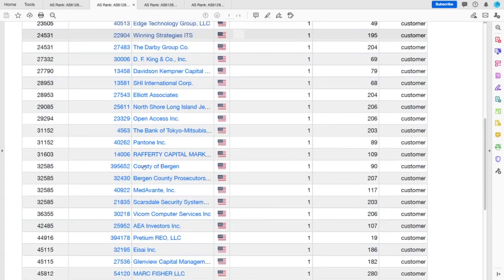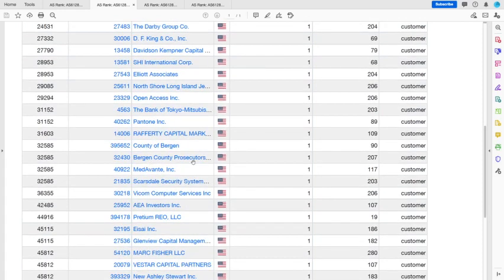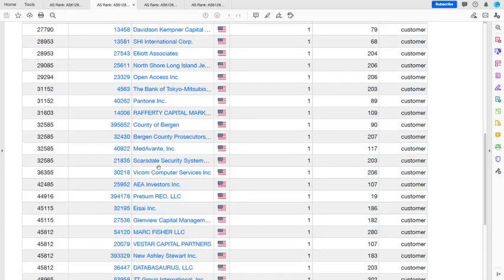I have County of Bergen and the Bergen County Prosecutor's Office. I don't know, these are the white hats, or it's actually the county prosecutor's office trying to prosecute me for some bullshit. So I have no idea. I suspect that this might be a white hat. Metavante, I think that is the one that has ties to InfraGard.